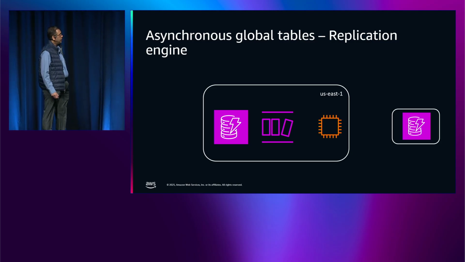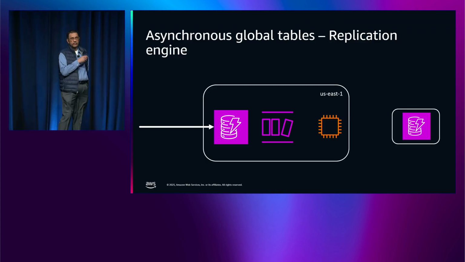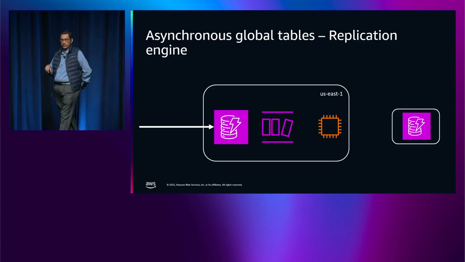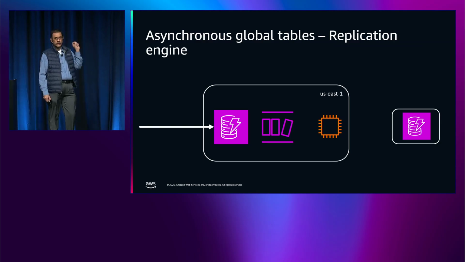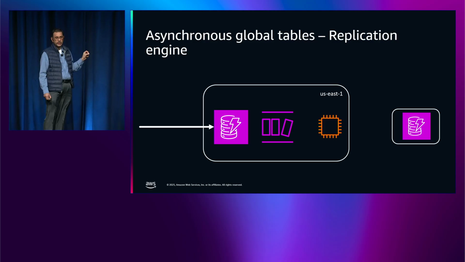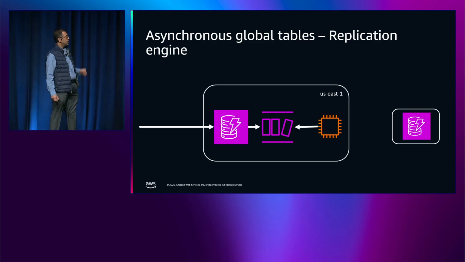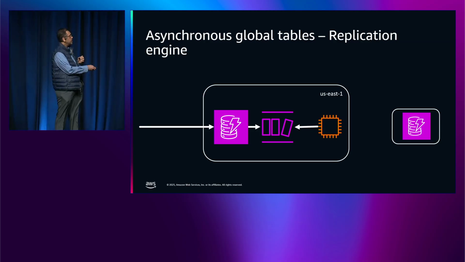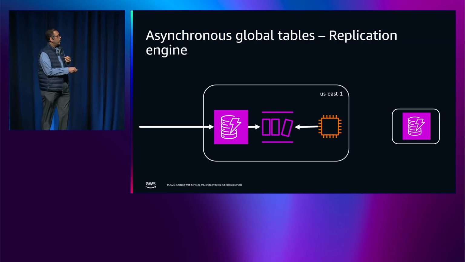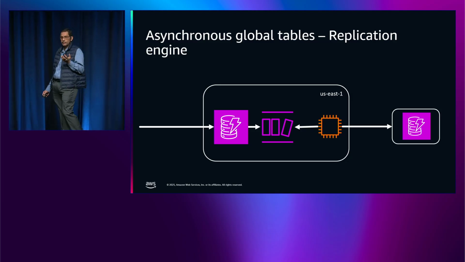Whenever you make a change to a table, DynamoDB will first perform the write locally. And to perform a write locally, it means it has to be written in 2 availability zones. Once the write is written durably in this region, it goes to a replicator. And the replicator is going to read from streams. This is normally the symbol for streams. The replicator's job is to read from streams and propagate to the other region.